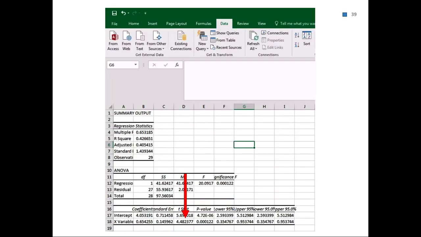Okay, so right here what we have highlighted is our t statistic for our predictor variable, our t statistic for job satisfaction predicting job performance. That's 4.482, so that's good for you to know where to find, but I'm not going to focus on it too much.